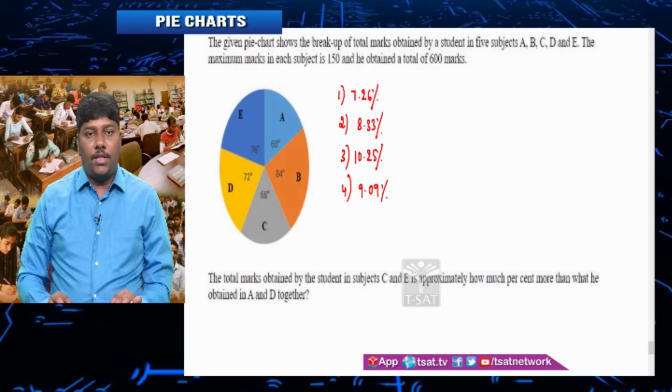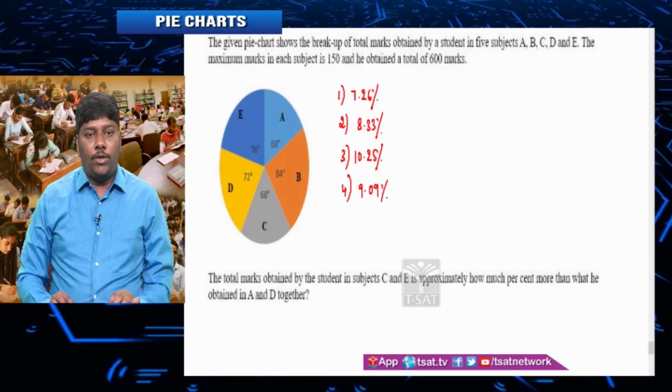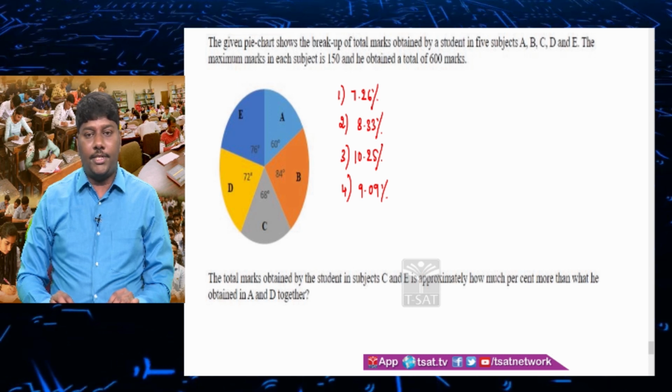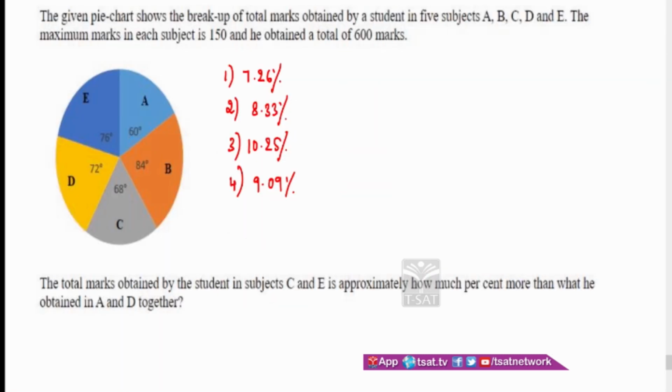Now the last one. The given pie chart shows the total marks obtained by the student in subjects C and E, approximately how much percent more than he obtained in A and D together. He is asking you percentage more. Percentage more is nothing but percentage increase when compared to A plus D to C plus E. A plus D is 60 plus 72, 132 degrees. C plus E is 68 plus 76, it is 144.